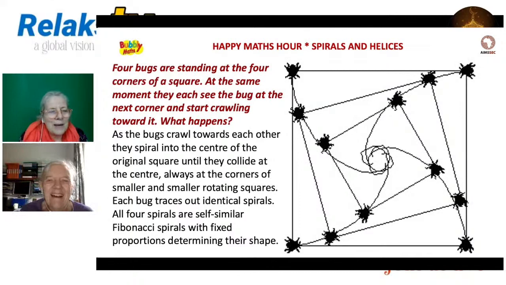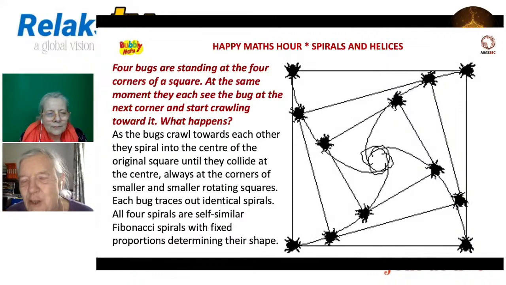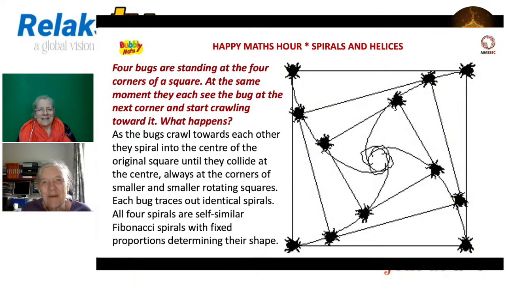Yes. Well, the source I got this from, which I should have quoted, of course, actually speculated about what was driving these bugs towards each other. Okay, right. Were they hungry, or were they lonely? Well, anyway, maybe they're four moths that are spiraling into a lamp.